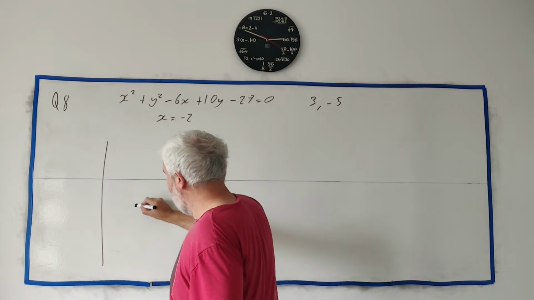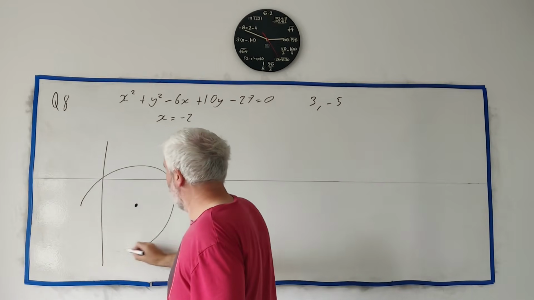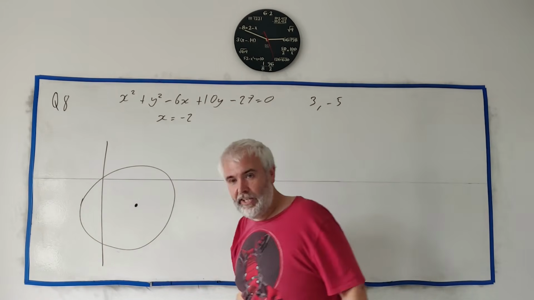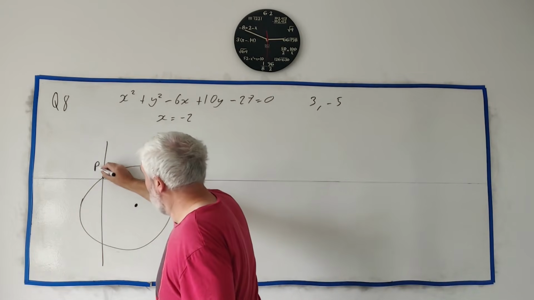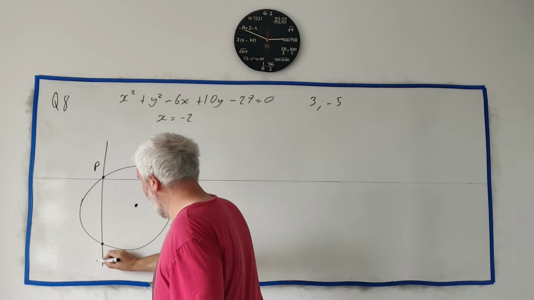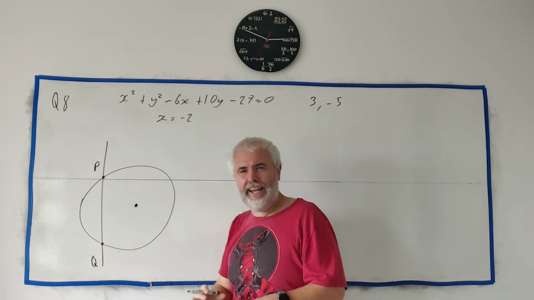So we'll just put it somewhere like this, and we will try and draw a circle roughly correctly like that. So here are the 2 points. Let's call these P and Q, like we were asked. And they told us about a triangle formed by the tangents.